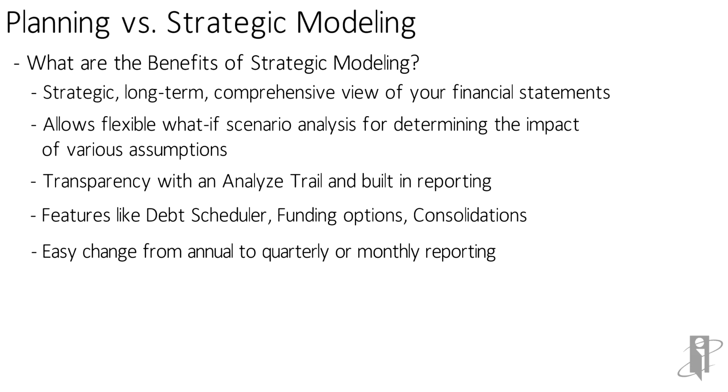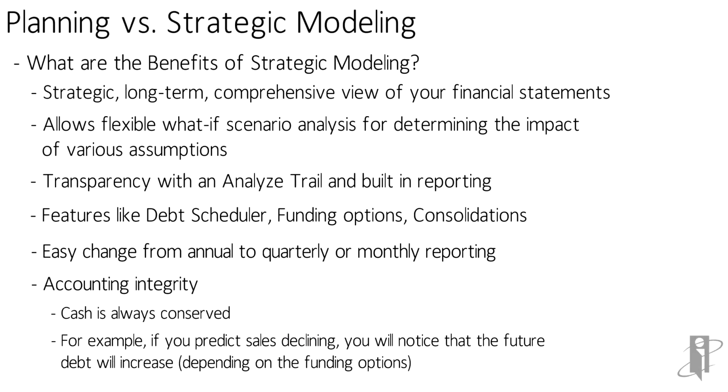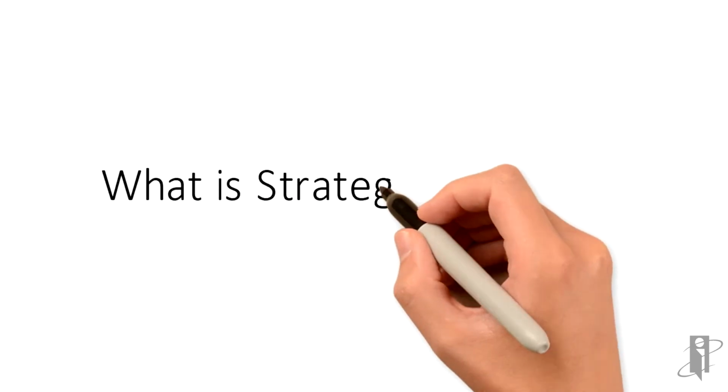And the big feature of this is always the accounting integrity. Cash is always conserved using that funding options, as I mentioned before. You would also know that if you make any changes, you'll see that maybe your future debt gets taken out or maybe it pays down debt, and you can pick those pecking orders from your funding options. So cash is always conserved, and so you have that accounting integrity built into all your financial statements in the future.